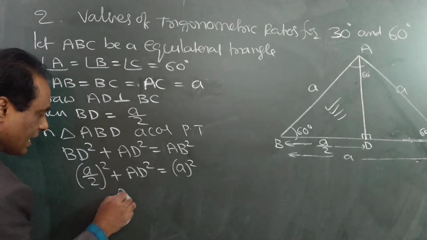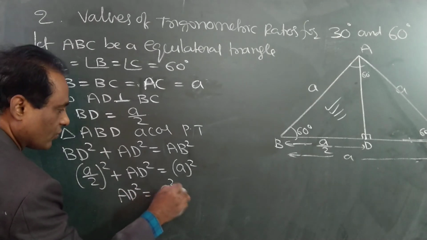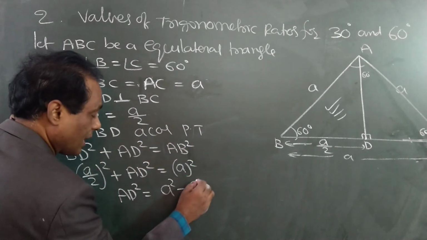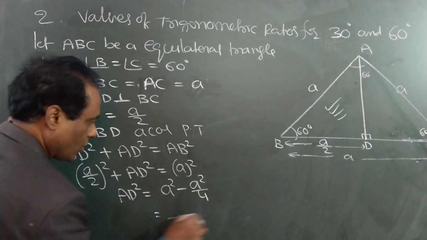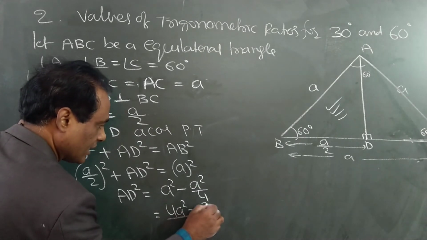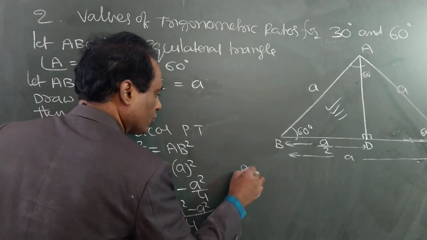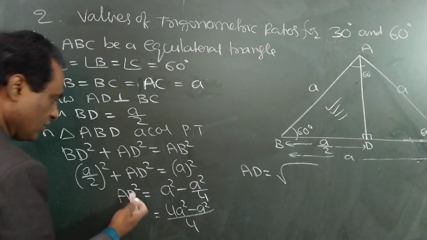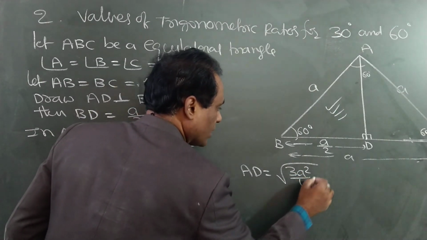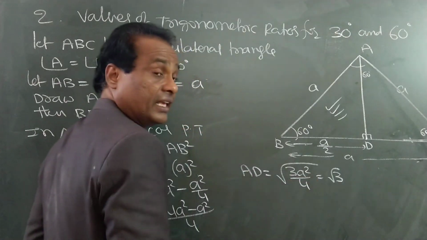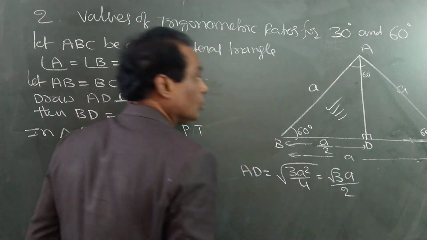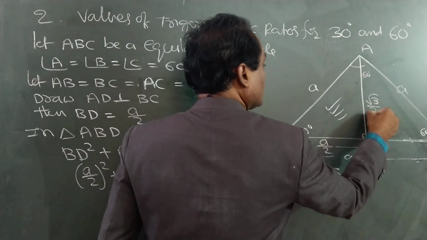So we have to find AD square is equal to A square minus A by 2 whole square, which is A square by 4. Take it to the right side, minus. 4 LCM: 4A square minus A square is 3A square by 4. So AD is equal to the root of this. Removing the square, root 3 stays, and the square root cancels with A; root 4 is 2. So this side we got as root 3 by 2 A.